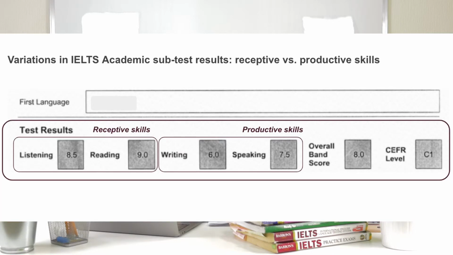As you can see from the example on the screen, the student does very well on the reading and listening sections, performing almost at the highest level, while demonstrating fairly average skills in speaking and writing, and the difference is almost one language level.